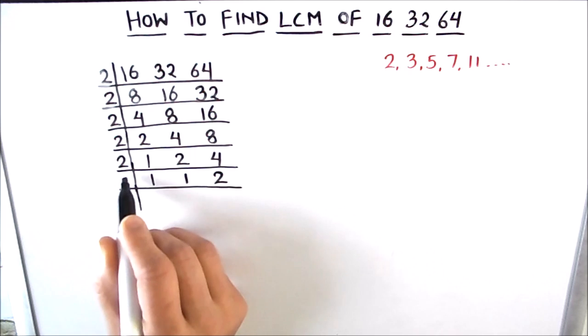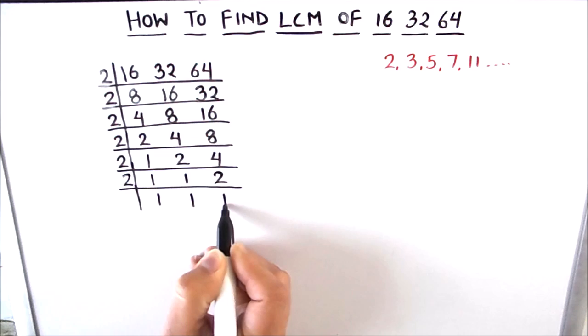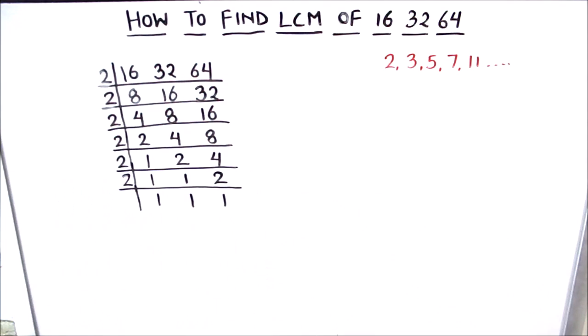Now we have left with 2. So 2 is divisible by 2 only. So 1, 1 and 2 times 1 is 2. So all the quotients are now 1. That means all the numbers are fully divided.